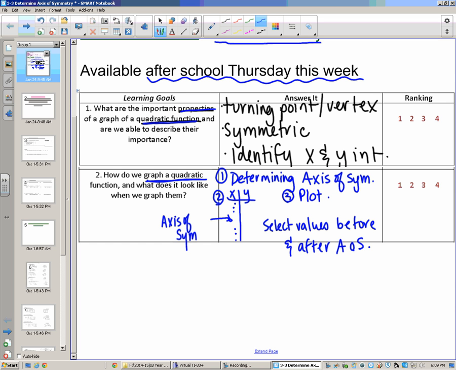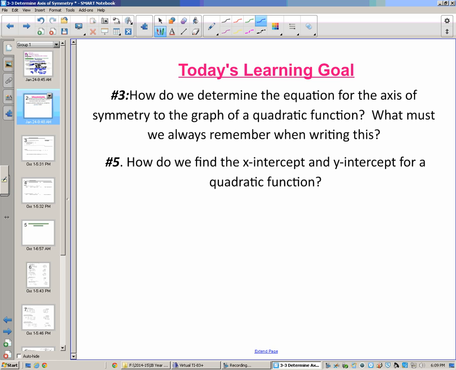All right, so we're mixing two goals today. We're going to continue on with learning goal 3, and then we're also going to do a little bit of learning goal 5. So how do we determine the equation for the axis of symmetry? What must we always remember? And then how do we find the y-intercept? We're only going to look at the y-intercept today. So let's look at an example for the axis of symmetry.